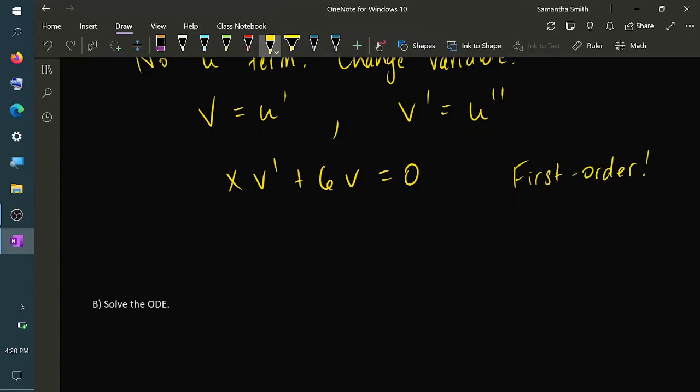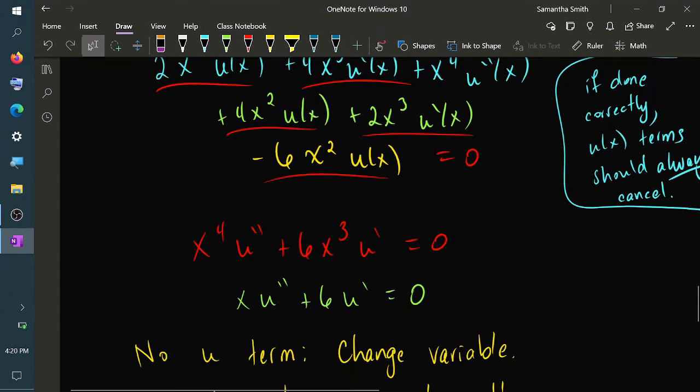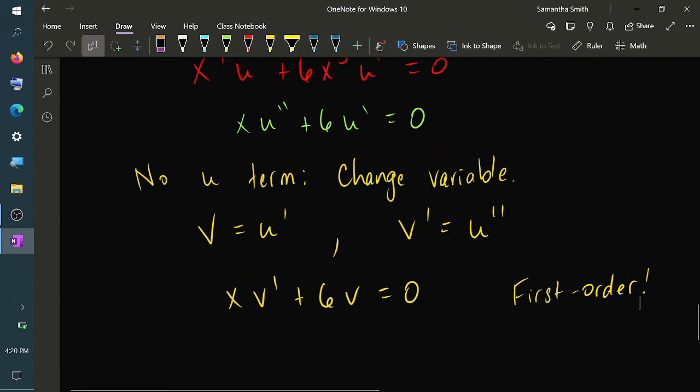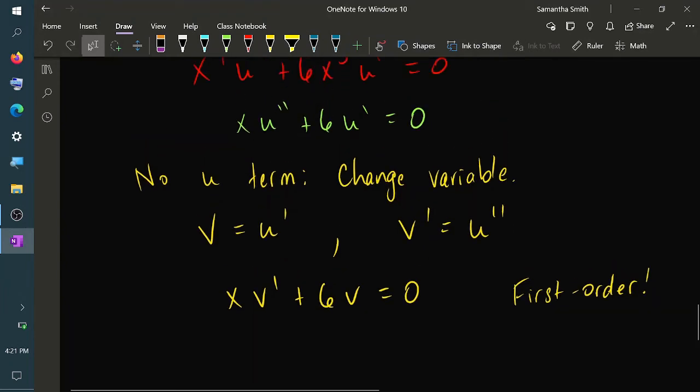This is where this technique gets its name. If you do the reduction of order technique properly, then your u of x term should always cancel and you should be left with only u prime and u double prime. When you're left with u prime and u double prime, you can do a change of variable that will quite literally reduce the order of the differential equation from second order to first order.